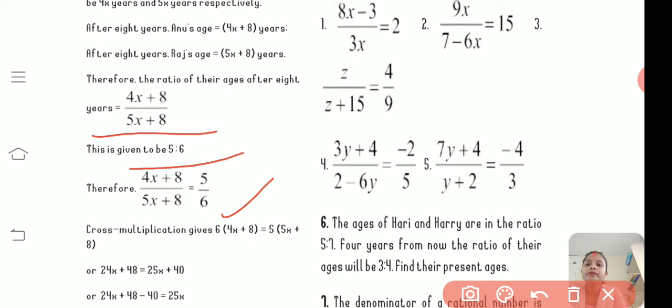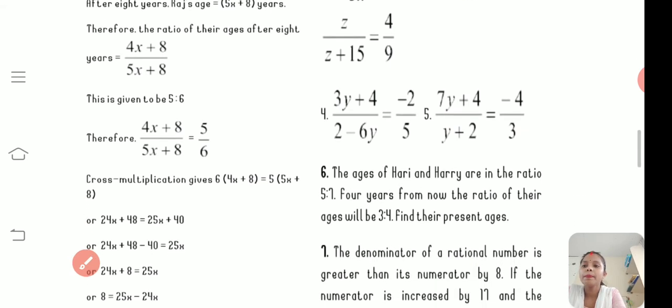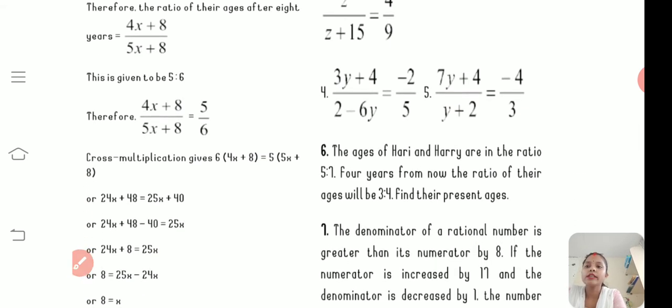Now how do we solve this linear equation? 4x plus 8 upon 5x plus 8 equals 5 upon 6. By the cross multiplication method you can do it directly. When we cross multiply, we get 6 into 4x plus 8 equals 5 into 5x plus 8. Is it clear to you all?